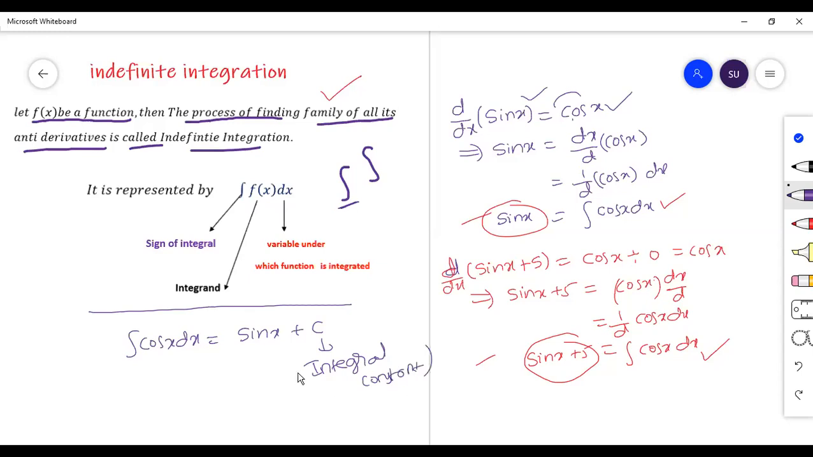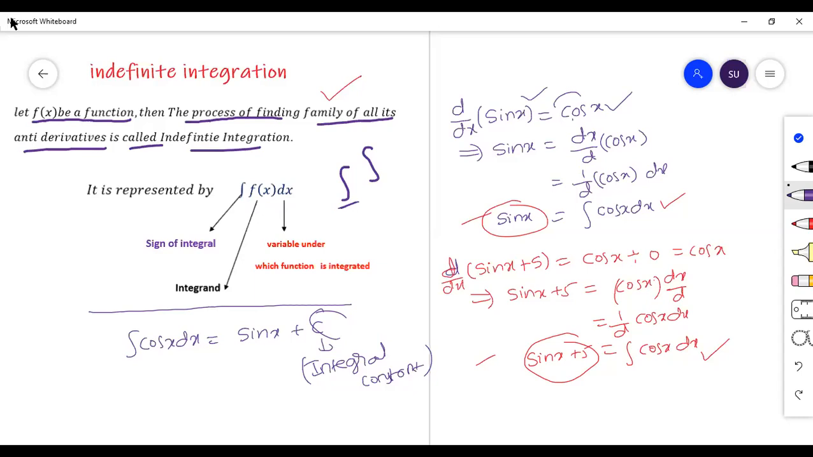So friends, that's why in all integral formulas you will always get plus c. Why? Because to satisfy the whole family of antiderivatives, we need to write plus c. See here, the integral of cos x is sin x, and the integral of cos x is sin x plus 5. So to compensate, you can write c. In this case c becomes 0, and in this case c becomes 5.